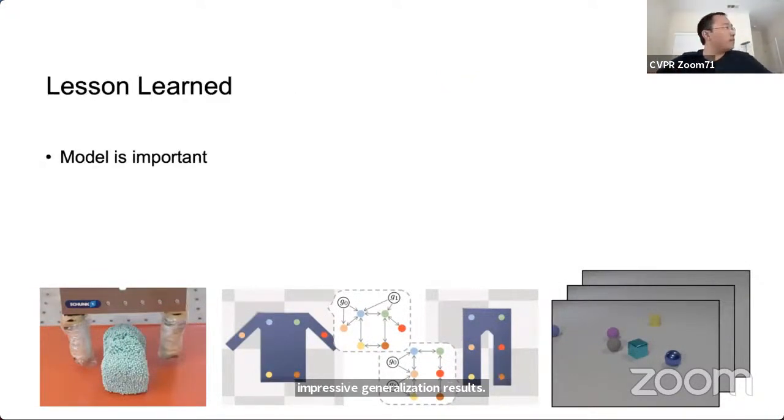The lesson I learned is that the model is important. It can help the agent predict how the environment is expected to evolve when applying a specific action.